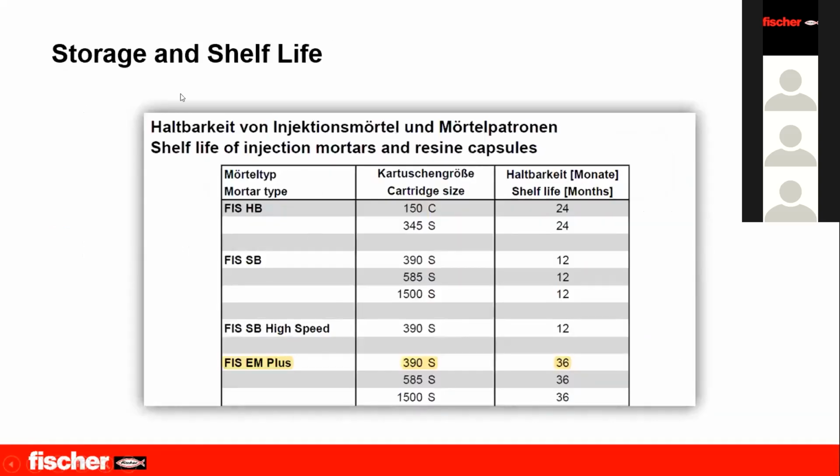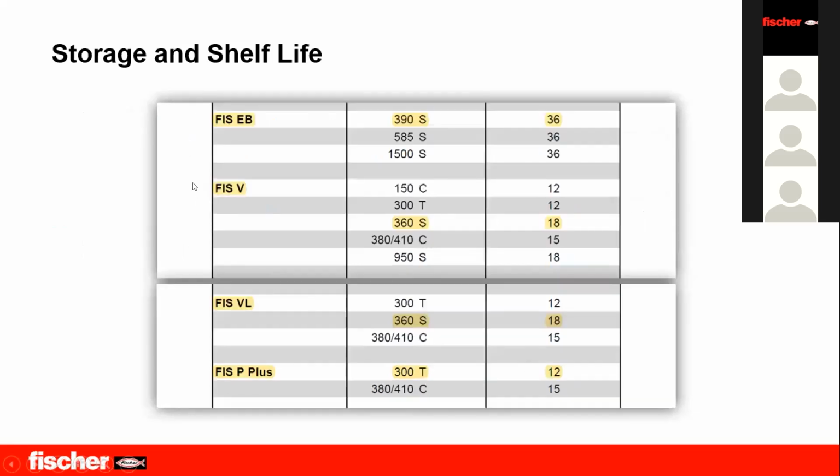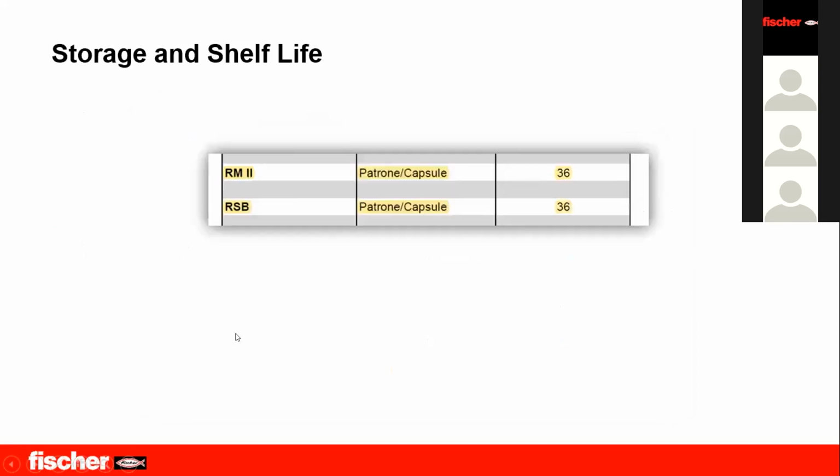Now, this is the storage and shelf life for the chemical. FISEM Plus has the longest shelf life, around 36 months, 3 years. For FISEB, 36 months. For FISV, 18 months. Also for FISVL, the same thing, 18 months. For FISP polyester, it is 12 months. Also for our capsules, the longest shelf life is around 36 months.